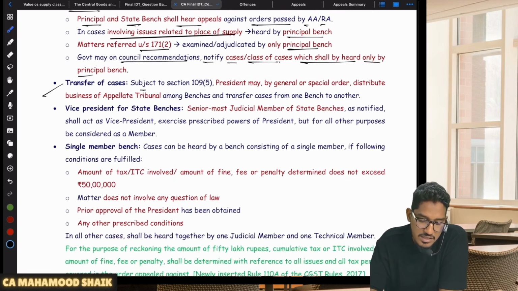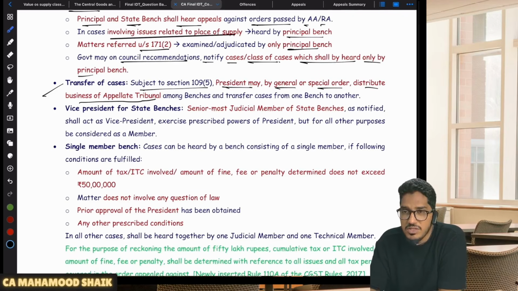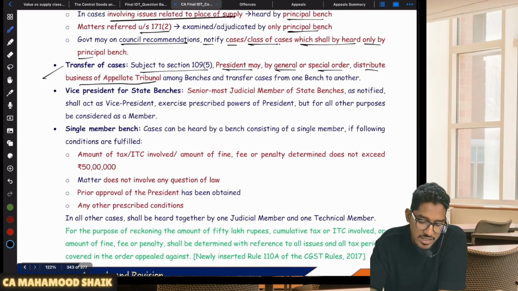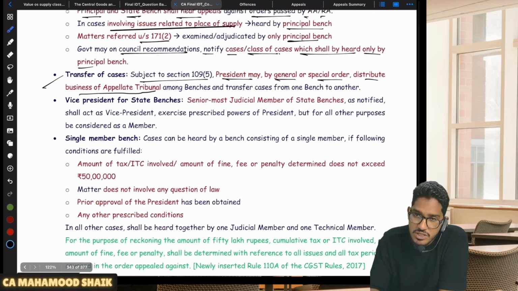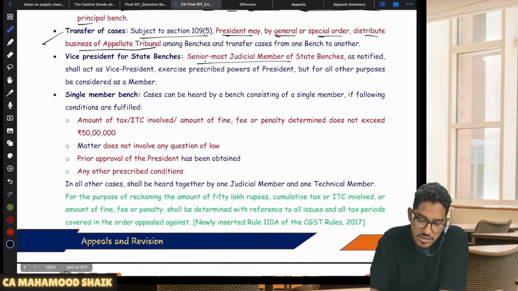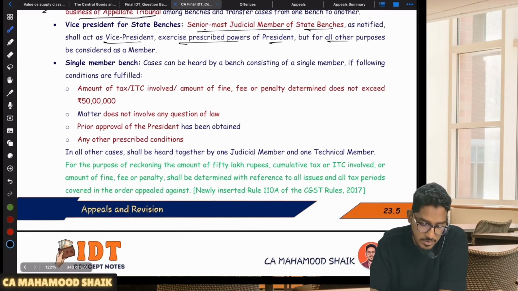Transfer of cases. Subject to section 109(5), the President may, by general or special order, distribute the business of the appellate tribunal among benches, from principal bench to state bench or state bench to principal bench. For quick completion of work, they can assign the works. Vice president for state benches, I've already told you: there will be two judicial members, and the senior most judicial member of state benches as notified shall act as vice president, exercise prescribed powers of the president, but for all other purposes be considered as a member.